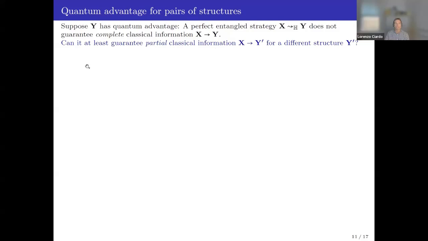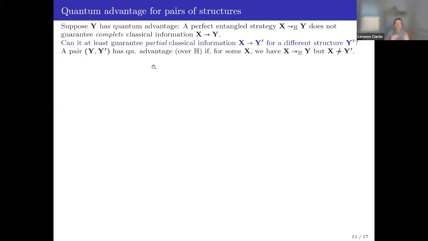On the other hand, it may be possible that a perfect quantum strategy at least gives me some partial classical information. Right? So is it possible that whenever I have a perfect quantum strategy from X to Y, I have a classical homomorphism, so a classical perfect strategy, from X to Y prime for a different structure Y prime? So this gives a notion of quantum advantage for pairs of structures. So a pair Y prime has quantum advantage over Y if there exists some X such that X admits a quantum homomorphism to Y, but X does not admit a classical homomorphism to Y prime. In other words, Y prime has quantum advantage if the answer to the previous question is no.